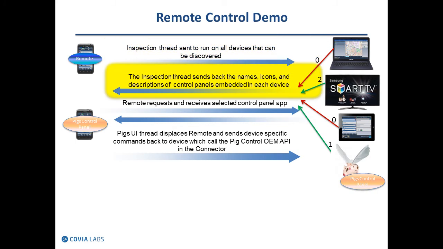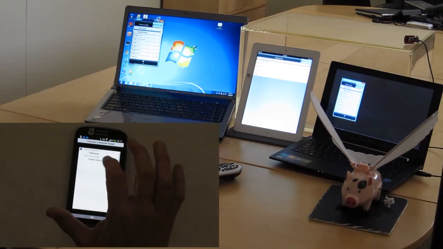But this time it enumerates the remote control connected applications on each device, and I see a list of all the available remote controls. If I select Pig's Flight Control, I will immediately see the Pig Control Panel UI pop up on my screen. When I press the Fly button, the pig starts flapping its wings.